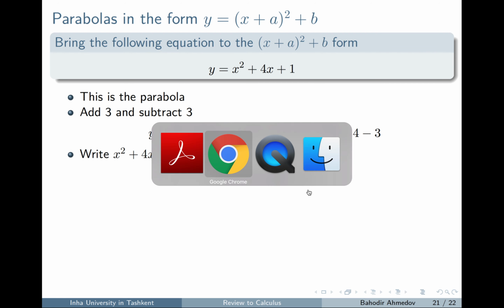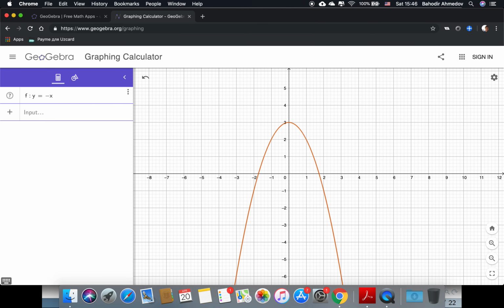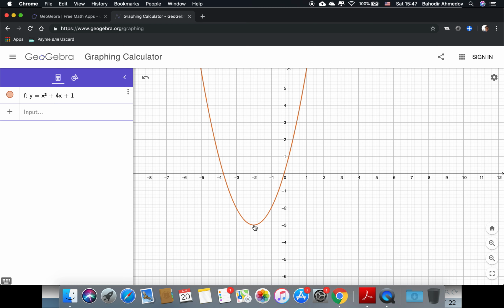So let's draw this. I would like to draw x squared plus 4x plus 1. You see that this is the parabola with the vertex at this point, minus 2 at the x and minus 3 at the y, and it's looking upward.